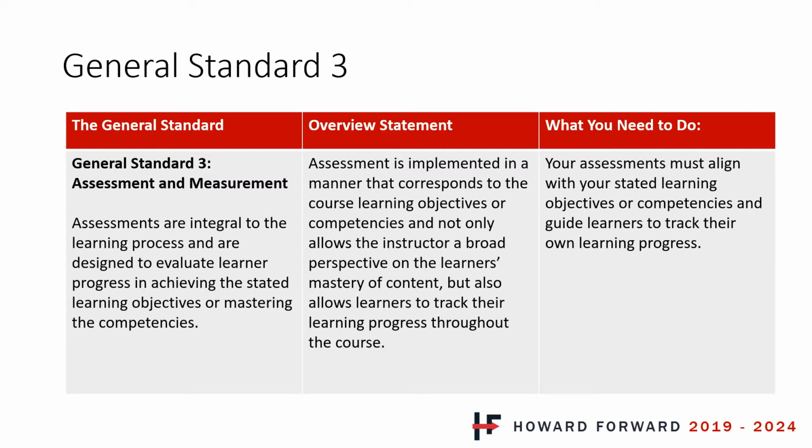However, a learning objective or competency that states learners will describe the 5 characteristics of paintings classed as modern art is something that can be measured through a variety of assessment techniques. This is a simplistic example, but it illustrates what QM is looking for. The terms assessment and measurement used in General Standard 3 mean more than just quizzes and exams.